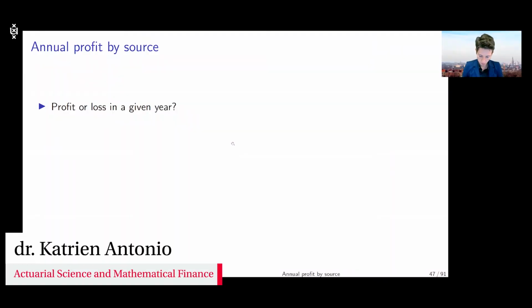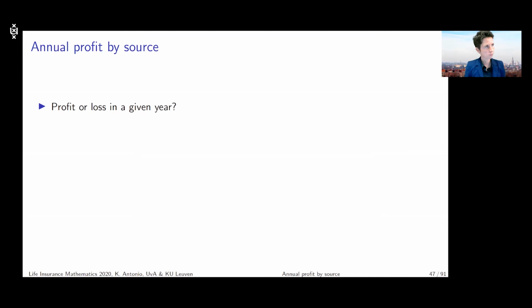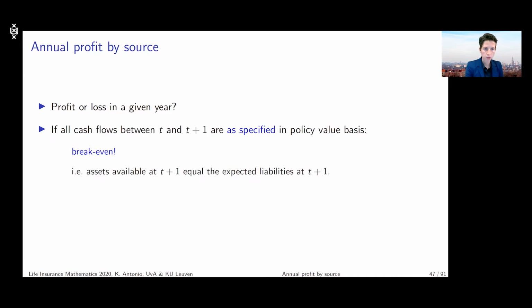So the reflection or the consideration that we want to make here is, if we look at the cash flows in our portfolio of insurance contracts year after year, can we then say something about the profit or the loss that we're making in a particular year? And what we're going to do for that is compare the assumptions that we made in our policy value basis in terms of interest rate, expenses, and mortality rates. We're going to compare that to the scenarios that actually happened throughout a particular year.